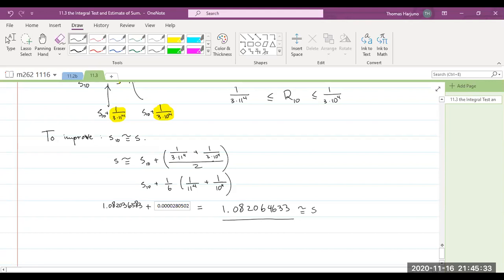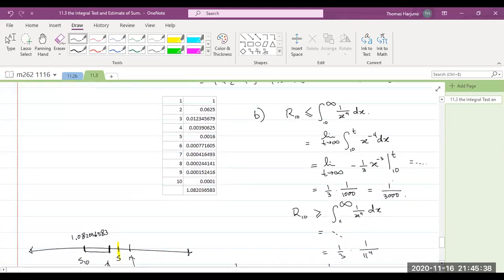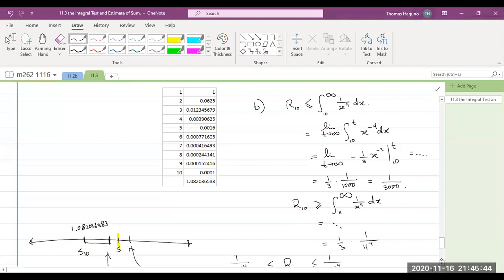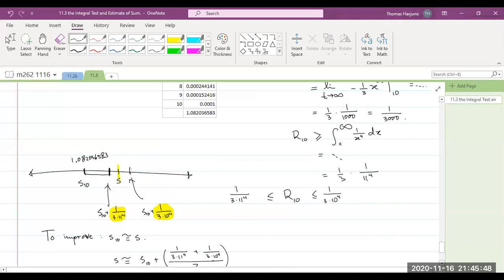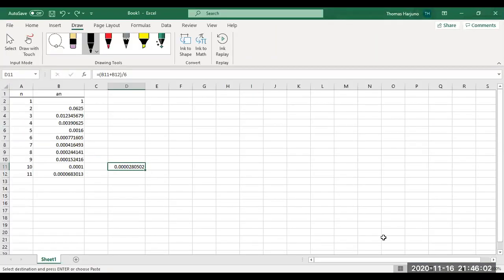Not only that I know the error, not only do I know that the error will be less than 1 over 3000, but it is more than 1/3 of 1 over 11 to the 4th, right? Now then, by imagining that, I take the midpoint. Now I have a new estimate. I want to show that this number here is actually quite accurate. Okay, how to do that? Let's go back to our Excel.